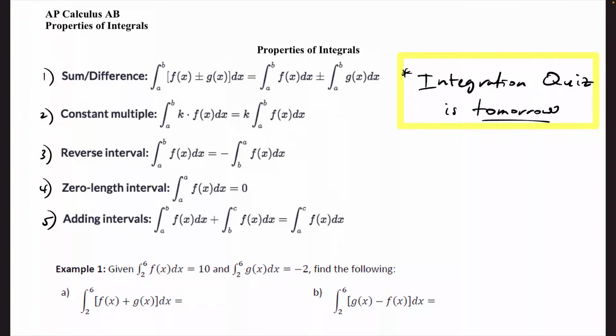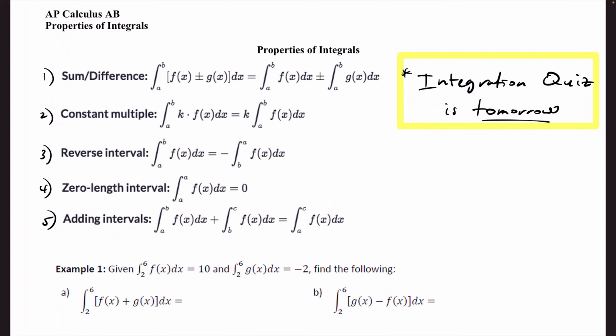Integration means area under the curve. Okay, so when you're trying to find area under the curve, there are 5 properties, right? Sum and difference. So sum and difference we've talked about. If you have 2 functions over the same bounds, start to finish, beginning and end, you could split them up and do them as 2 separate problems instead of one big problem. You don't have to, but you can.